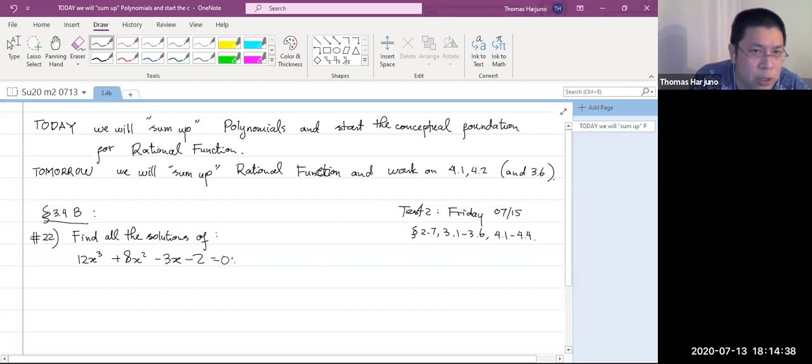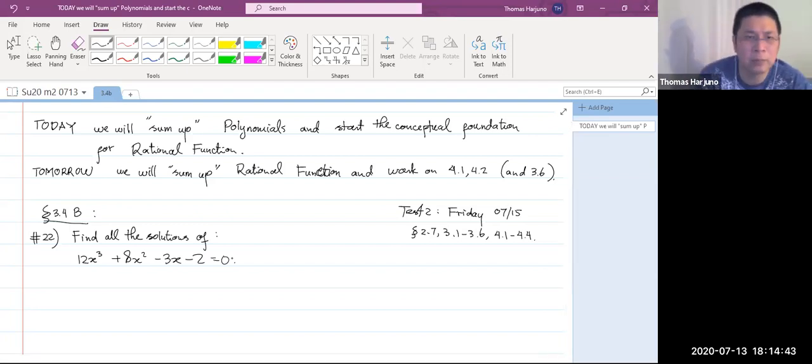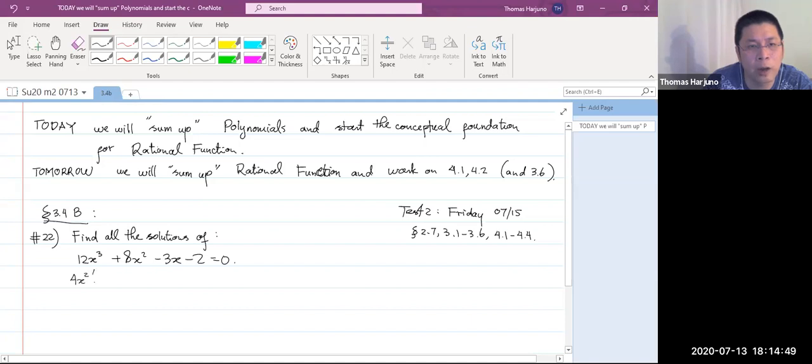This is something you can do even before chapter 3, because I believe we can solve this by factoring. I can take 4x squared out, and then minus 3x plus 2, and so on and so forth. I believe the answers are x equals negative 2/3, x equals negative 1/2, x equals 1/2.